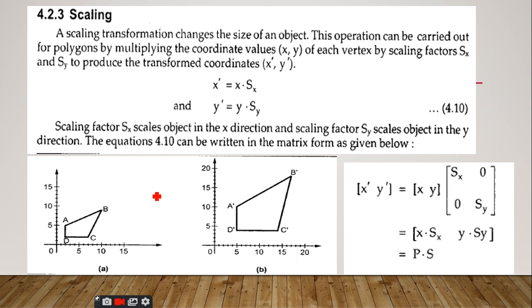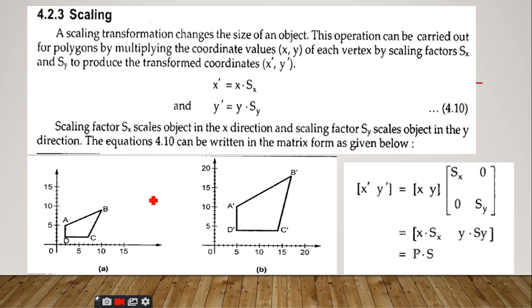Now the next topic is scaling. When an object is not clearly visible, we can make it smaller or bigger, more magnified or less magnified, increasing or reducing the size of the object. We call that scaling. Especially in CAD, computer aided engineering drawing, we use this most of the time.